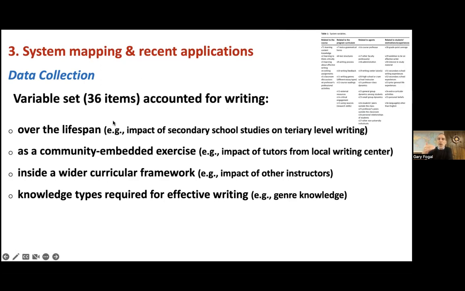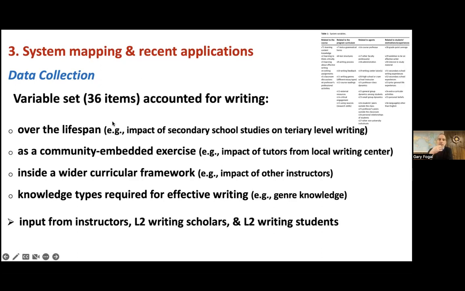So it accounted for writing over the lifespan. It accounted for writing as a community embedded exercise. It accounted for writing inside a wider curricular framework. And it looked at knowledge types required for effective writing. And I think we can see here how the variable set moves well beyond the immediate classroom space and attempts to capture the wider environmental variables informing this context.